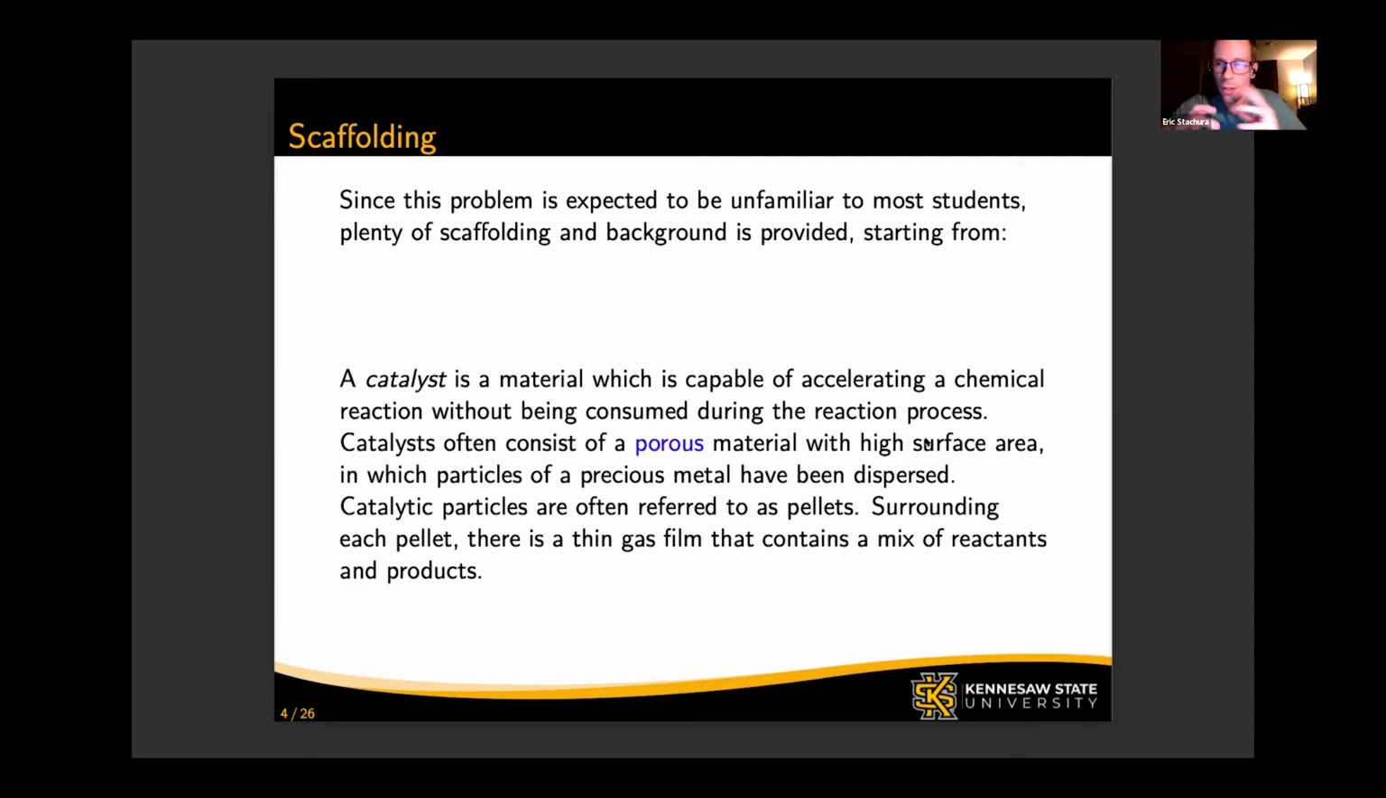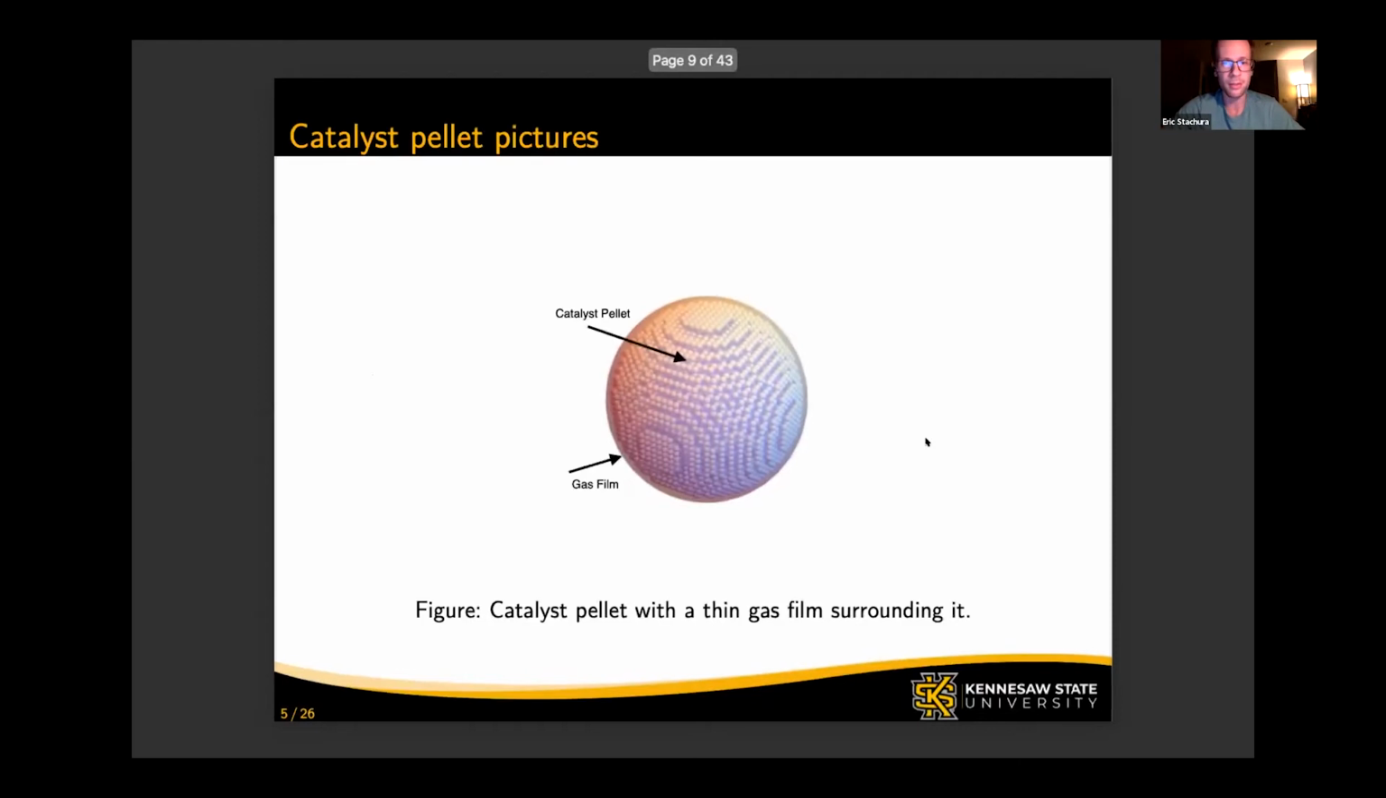Students may be turned off by the chemistry a little bit here, but I try to say, all right, don't worry if you haven't taken that much chemistry. We're just going to draw a picture and see mathematically. Let's just draw a brief picture to see what's going on here. I just have a three-dimensional picture here. We have this little pellet and we have a thin gas film around it. So you don't have to know any sophisticated chemistry here. We just have this thin gas film around this sphere in 3D.